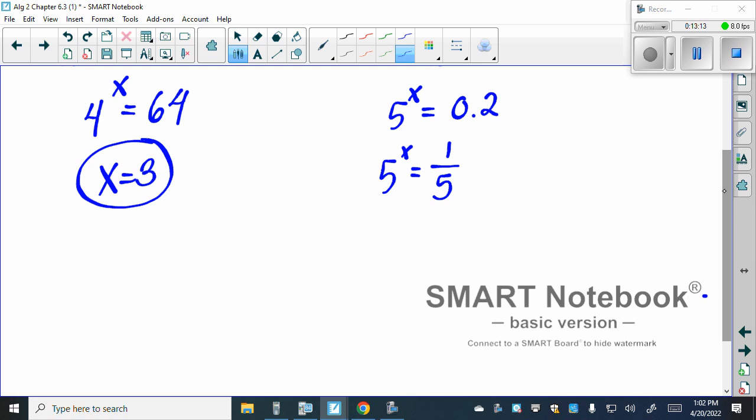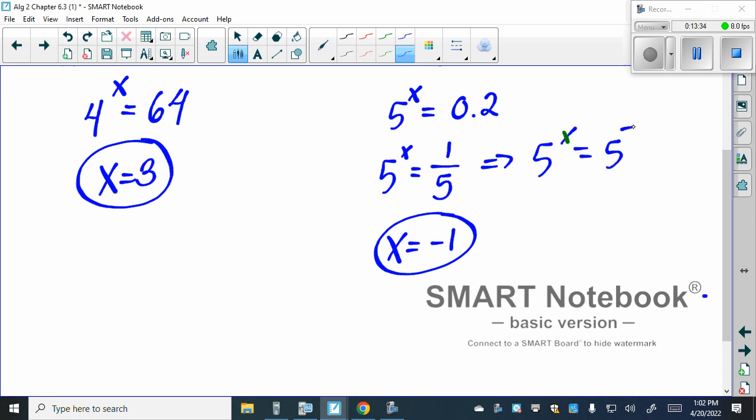Negatives, yes, because whenever an exponent's negative, to make it positive, we move it from the numerator to the denominator or denominator to the numerator. Since the 5 didn't change, the only thing that changed was moving from the top to the bottom. It's just going to be -1. Because we could have rewritten this as 5 to the x equals 5 to the -1 to bring it back up. So x is going to be -1.